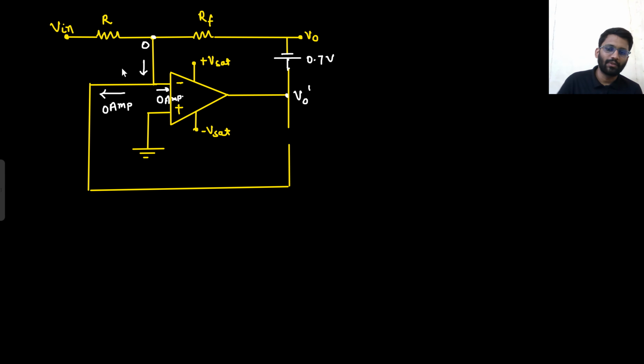Here there is 0 ampere current. So how much current is coming here? 0 ampere only. Say yes or no. This current is also 0 ampere. So at this 0 voltage node, I am applying nodal.